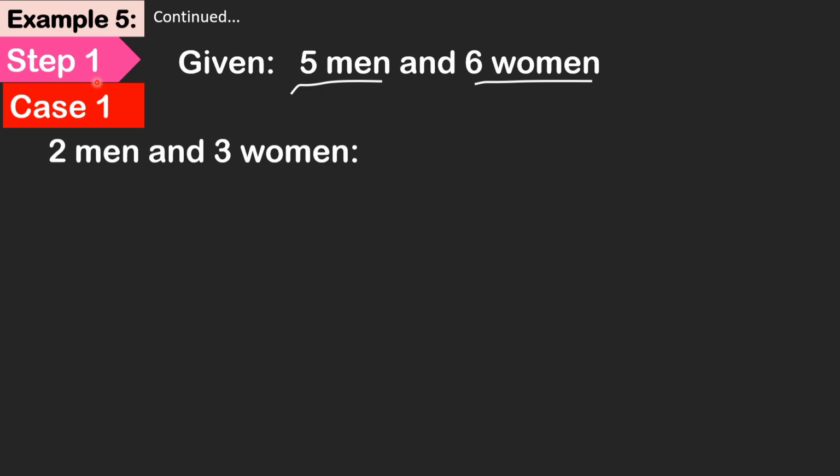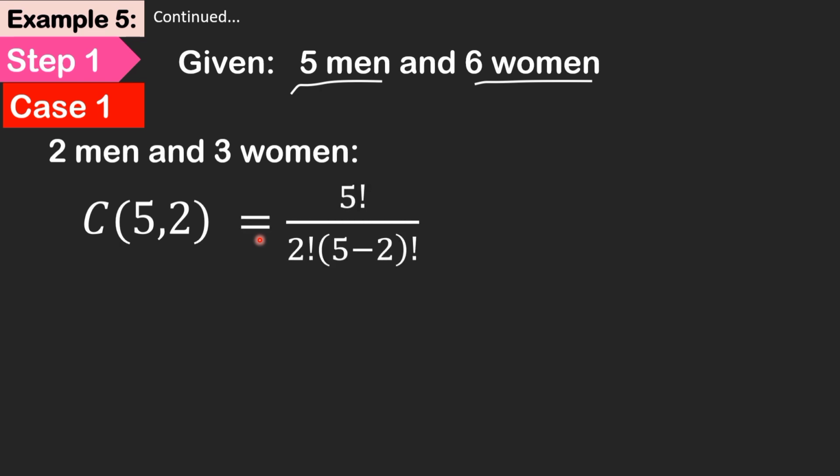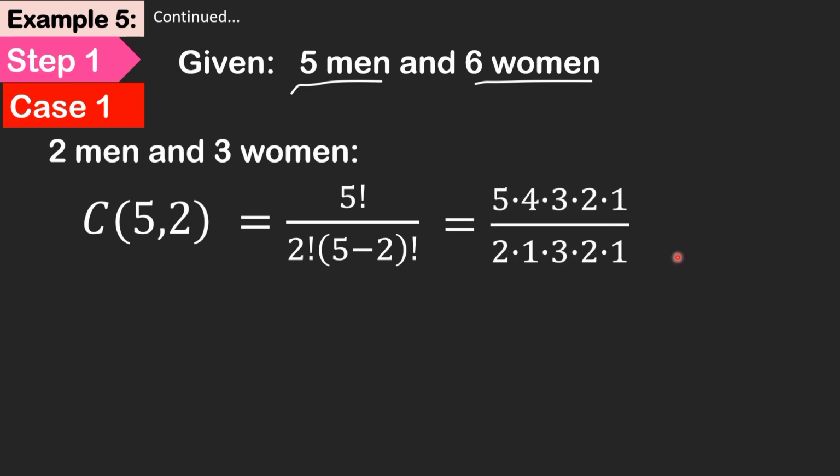Step 1. Let's calculate each possible combination. In case 1, choose 2 men from the 5 men available. Using the combination formula, substitute the given value of n and r, that is equal to 5 factorial divided by 2 factorial times the quantity of 5 minus 2 factorial, expand and then simplify by cancelling out. There are 10.